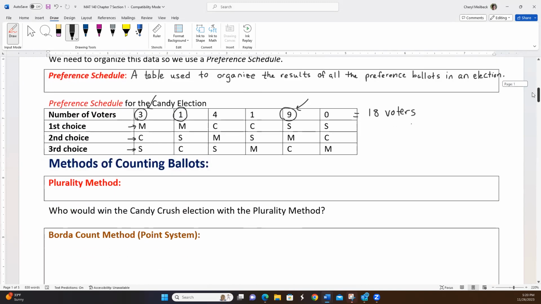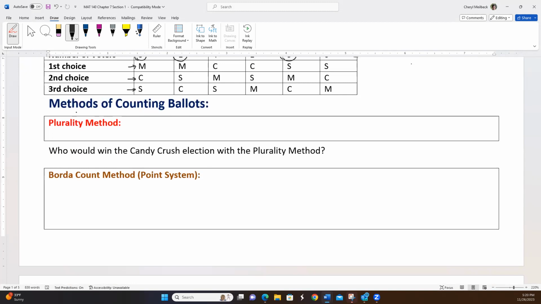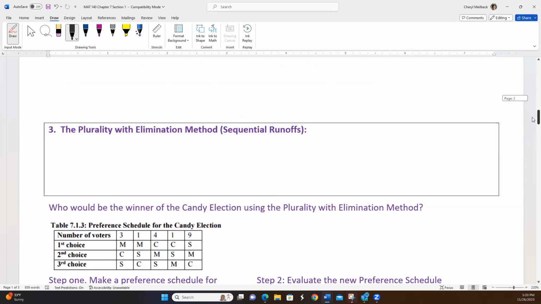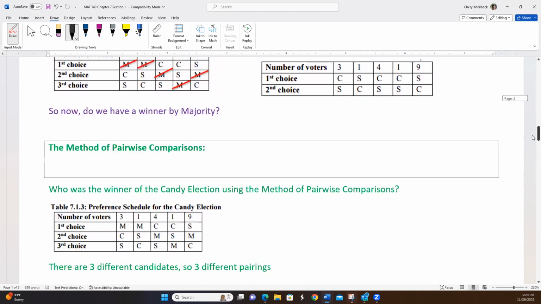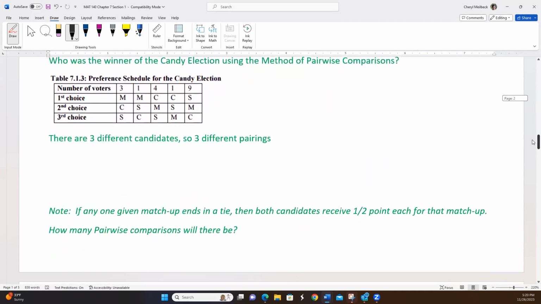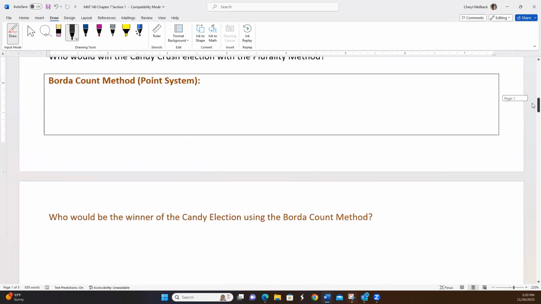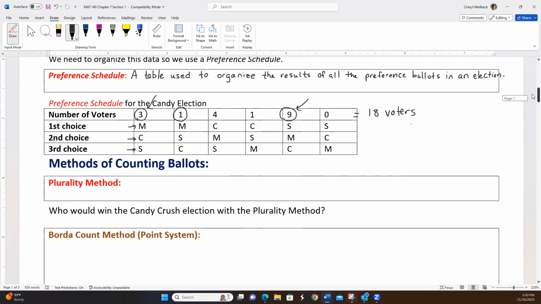Let's keep rolling. So in the method of counting ballots, there are several methods. There's the plurality method here. There's the Borda count, which is the point system. There will be plurality with elimination. And then there will also be pairwise comparisons. So there are 4 different ways that we can choose to elect a winner with preference ballots.